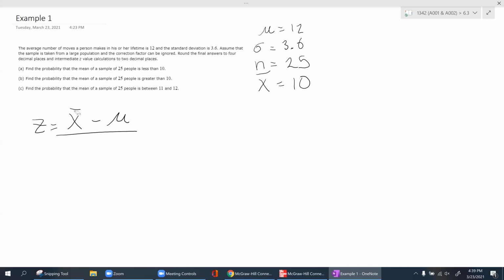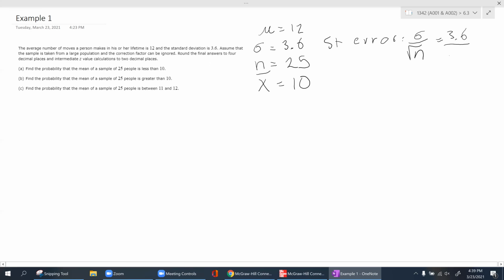Something you may want to do first is find the standard error. You want to take it step by step. Let's find the standard error: this is going to be 3.6 over root 25, which is 3.6 over 5. Let's see what that gives me. I end up getting 0.72.